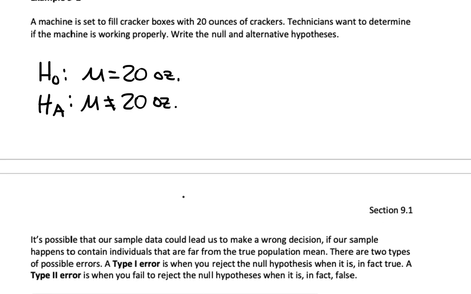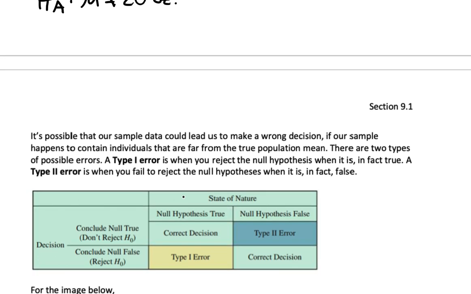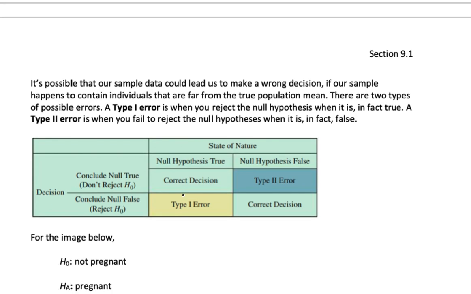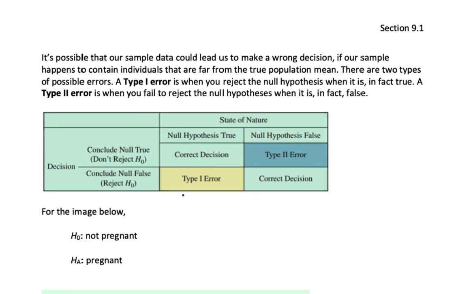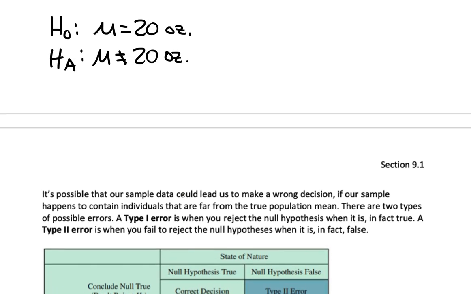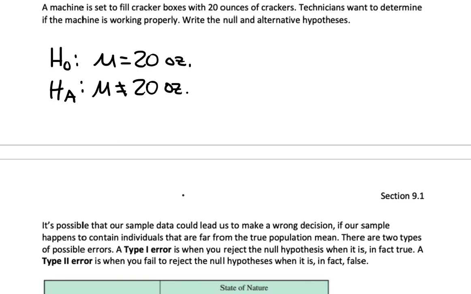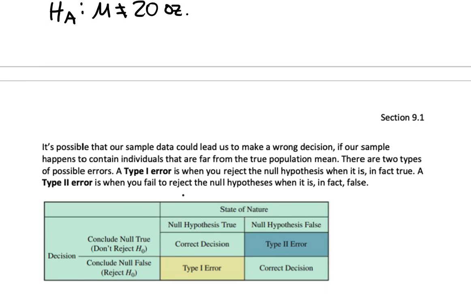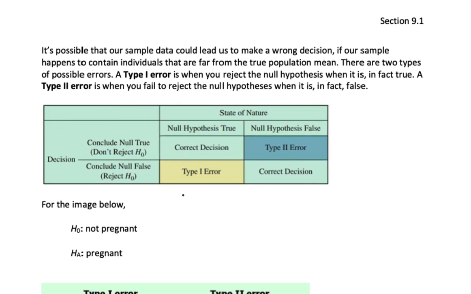So the last thing we're going to talk about in this section is the idea of type 1 and type 2 errors. We could make a wrong decision if our sample happens to include individuals that are far from the true population mean. For example, in my cracker problem, it could be that the machine is actually working properly, but I just happen to get a bunch of boxes in my sample that are underfilled. It could be that my sample is not actually representative of the entire population of cracker boxes. And that means that we have made an error.